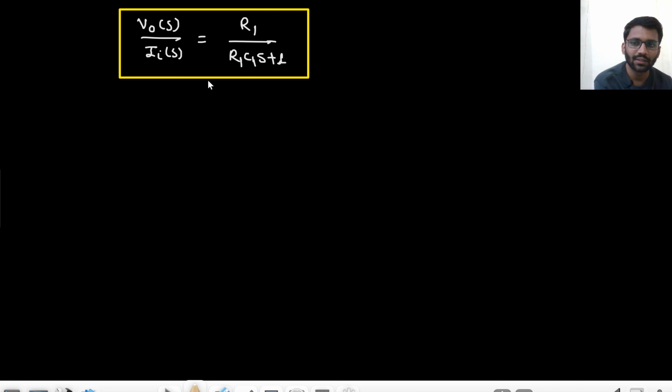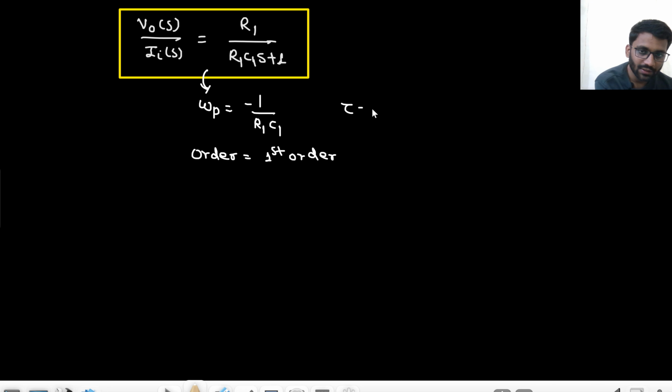So here what do you see? Location of pole is minus 1 by R1 C1. So what is the order of the circuit now? Order is the first order, and what is the time constant? That is R1 C1. This is the answer. But one thing you understood here is that there is nothing like an order of the circuit. The order of the circuit can change with respect to the different outputs.